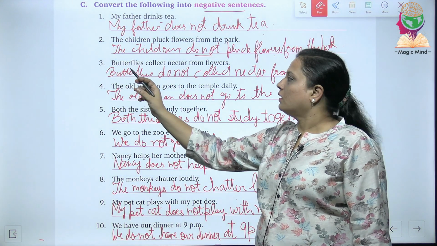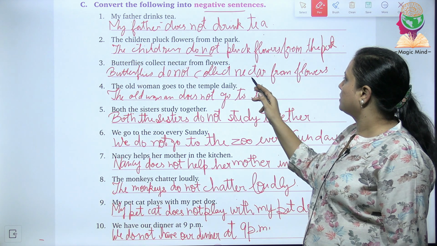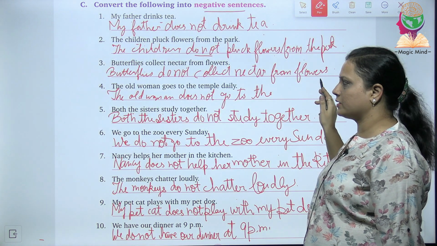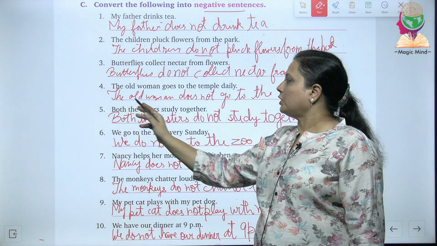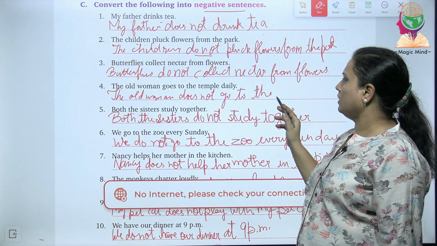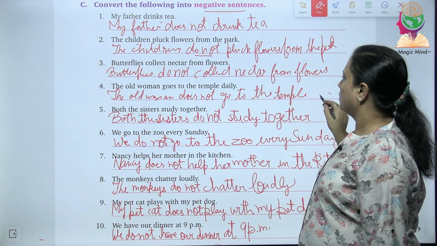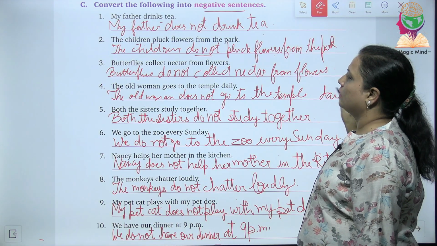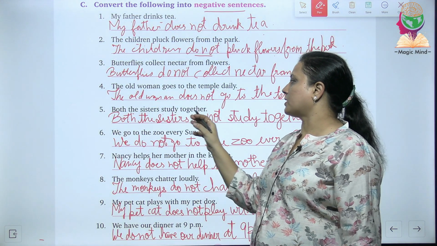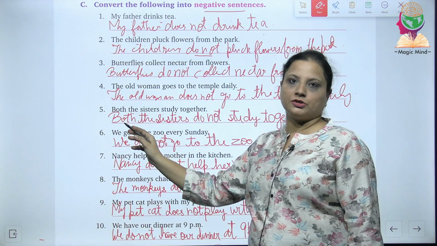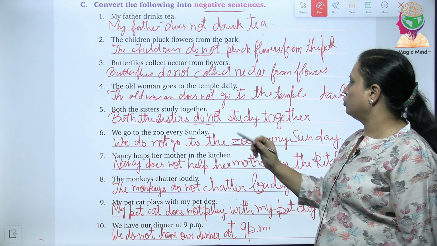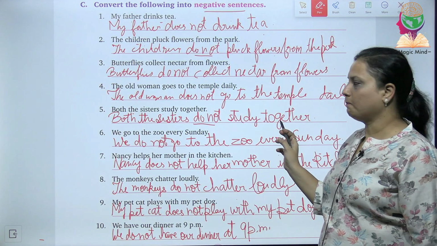The third one, butterflies do not collect nectar from flowers. The fourth one, the old woman does not go to the temple daily. Then what is the fifth one? The fifth one is both the sisters study together. It gets changed into both the sisters do not study together.